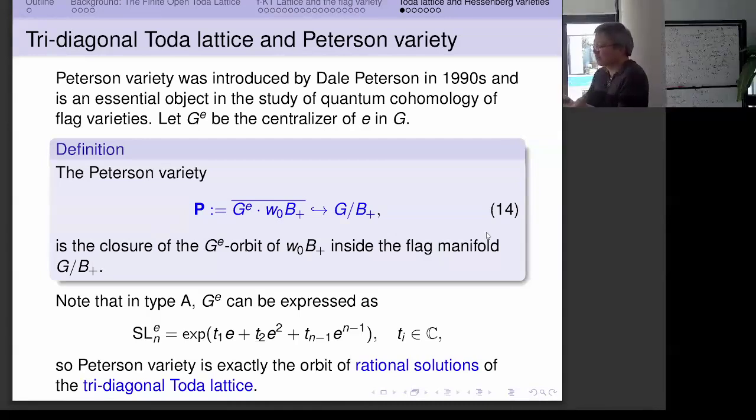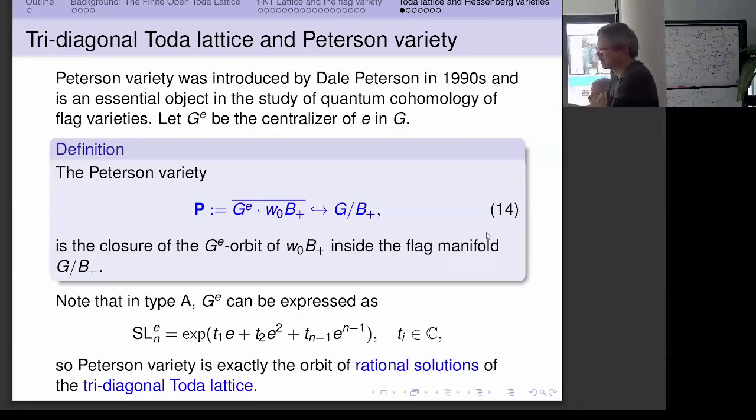Sorry, what type of Hessenberg variety do you consider? Semi-simple or regular? Important? Regular. I will show you on the next page. So regular nilpotent. Yeah, there's only one type. That's okay. Regular nilpotent. Okay.